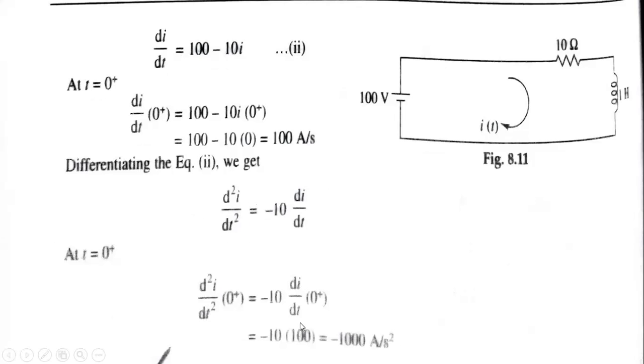So minus 10 into di by dt will be as it is, but at 0 plus. So I need to apply the value here, because I have already calculated di by dt at 0 plus as 100. You need to write the value which you have got from here, that is 100 ampere. So minus 10 into 100, that is minus 1000 ampere per second square.